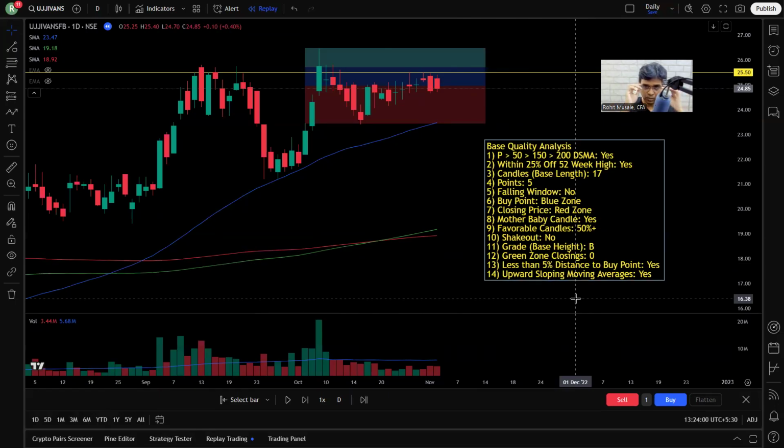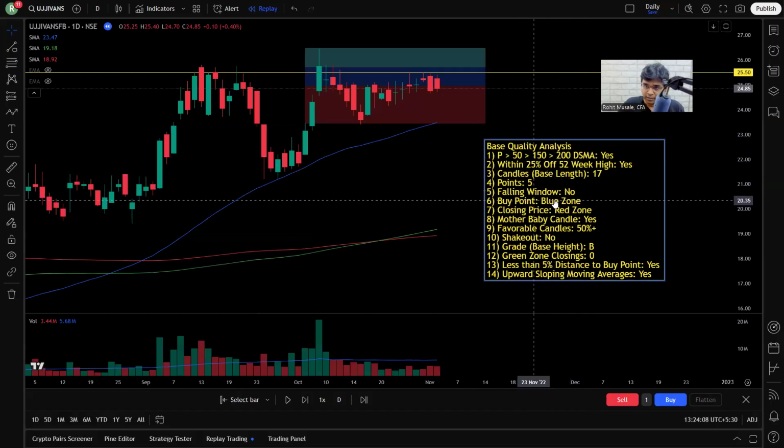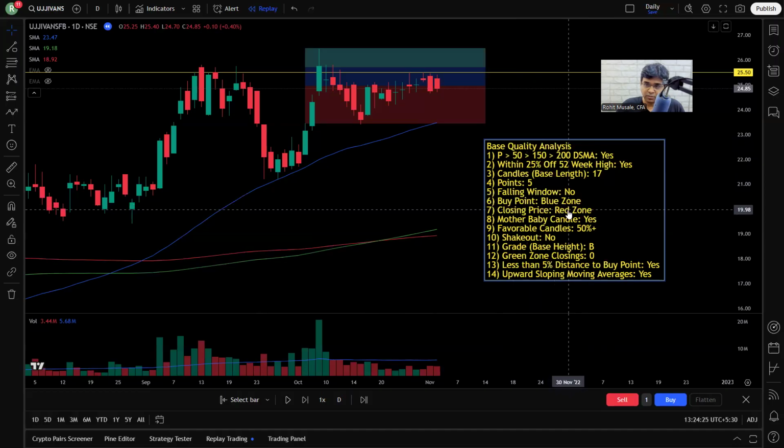Let's see what's the quality of the base. How many points are in our favor? First one is in our favor, second is in our favor, three, four, five. Sixth one is not in our favor. Remember what I taught you: when the buy point is in the blue zone, we need a minimum of 6 points in the base. This base has got only 4 points. So point number 6 is not in our favor. Point 7 is not in our favor.